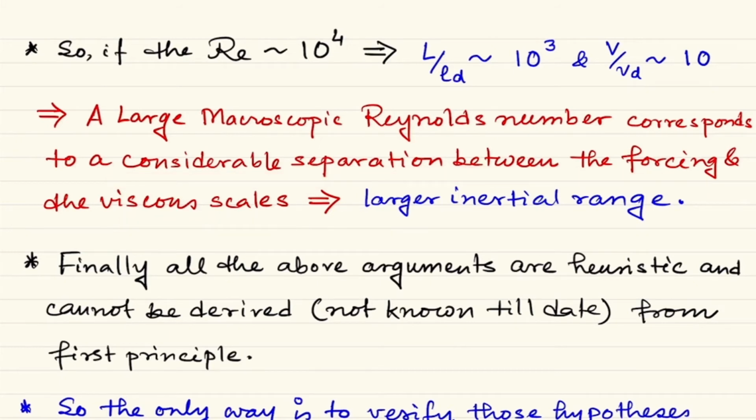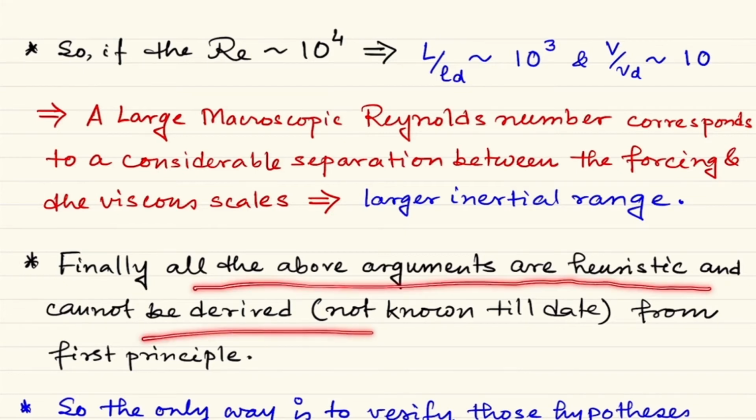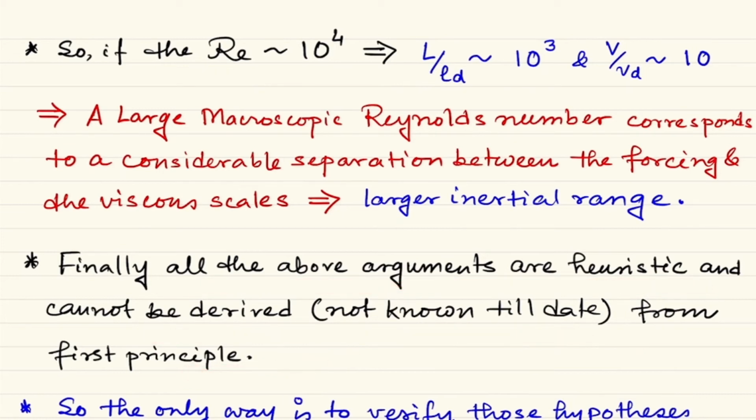So if the Reynolds number is larger, then L by l_d will be larger, and that means the distance from the large L to the small l_d will be larger. So the separation between the forcing and the viscous scales will be larger, and that creates a larger inertial range. Finally, we have to remember that all the above arguments are heuristic and cannot be derived, not known to date at least, directly from first principles.